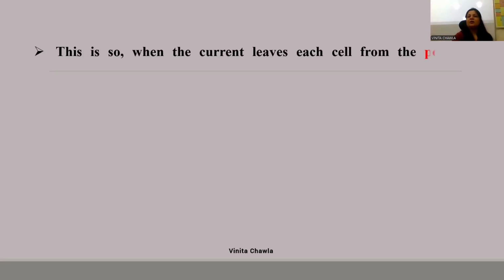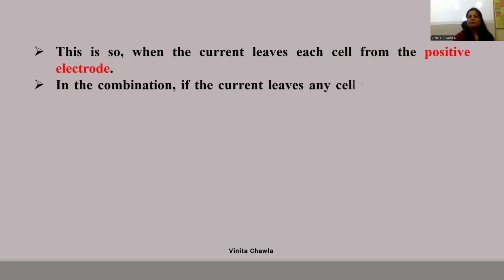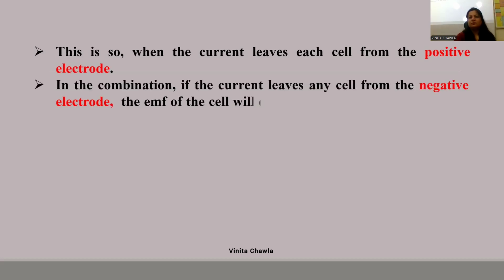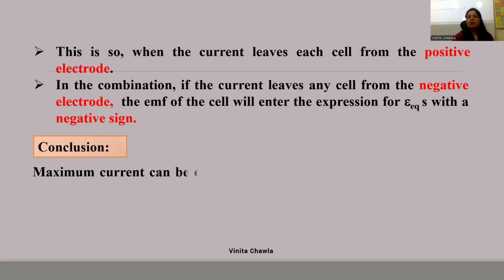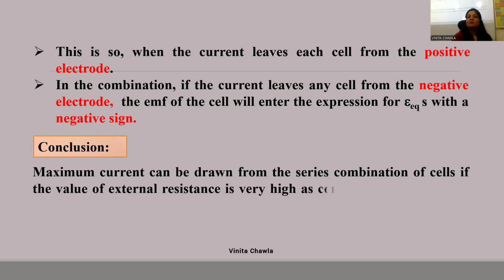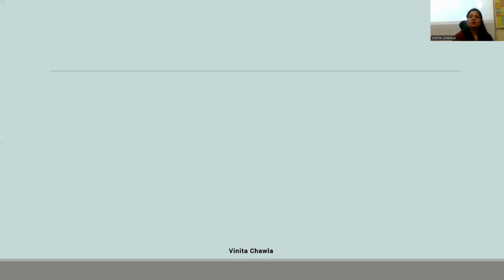This is so when the current leaves each cell from the positive electrode. In the combination, if the current leaves any cell from negative electrode, the EMF of the cell will enter the expression for equivalent EMF with a negative sign. Maximum current can be drawn from the series combination of cells if the value of external resistance is very high as compared to internal resistance of the cell.